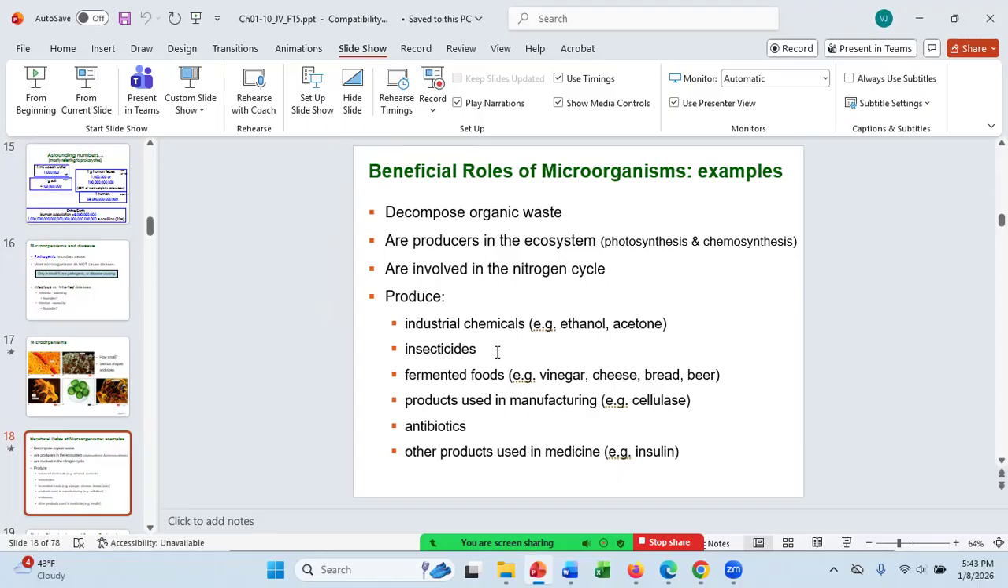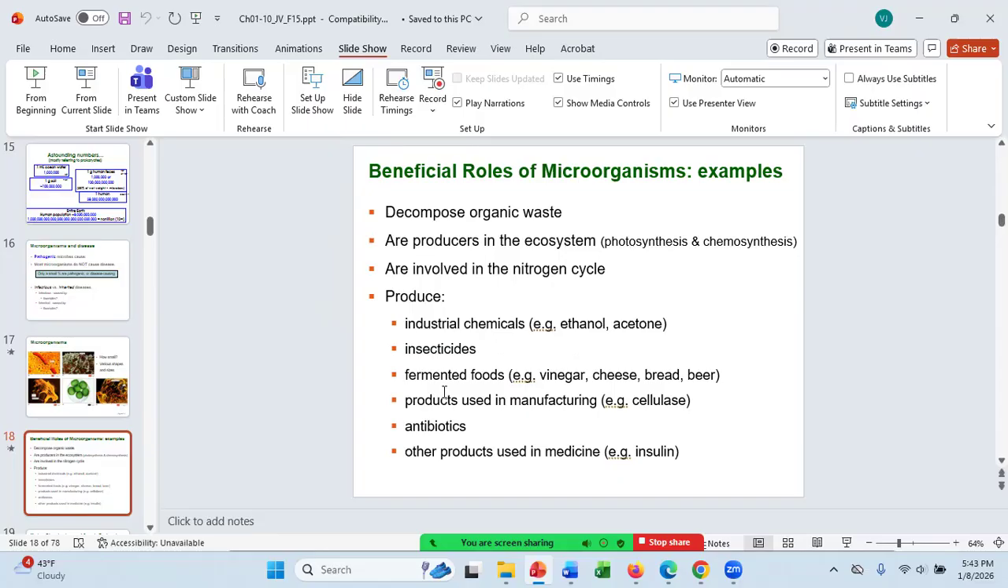Microbes are important in making industrial chemicals for humans, such as ethanol or acetone. The ethanol that you get in gasoline is made by a microorganism. And it's true that you probably get the sugar from corn, but it's the microorganism which makes the ethanol. It's not the corn plant itself. We use microorganisms to make insecticides. We'll talk a little bit more about that.